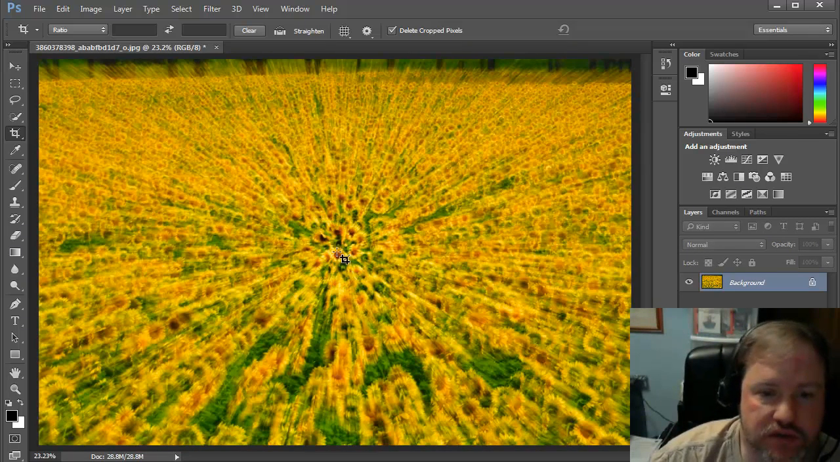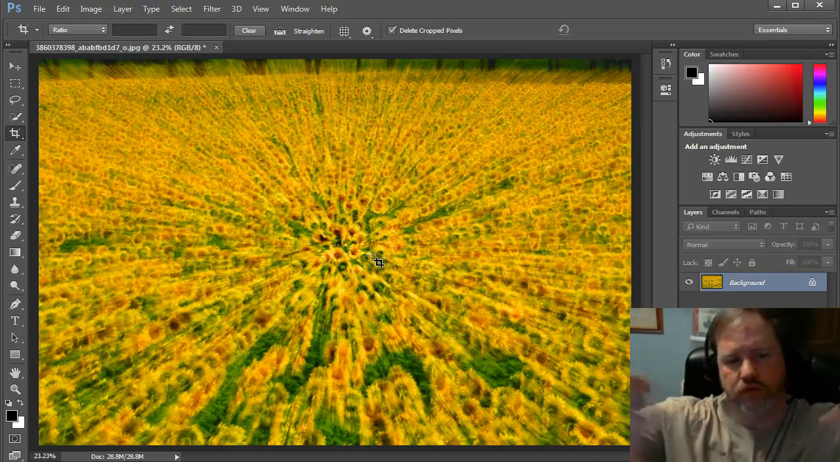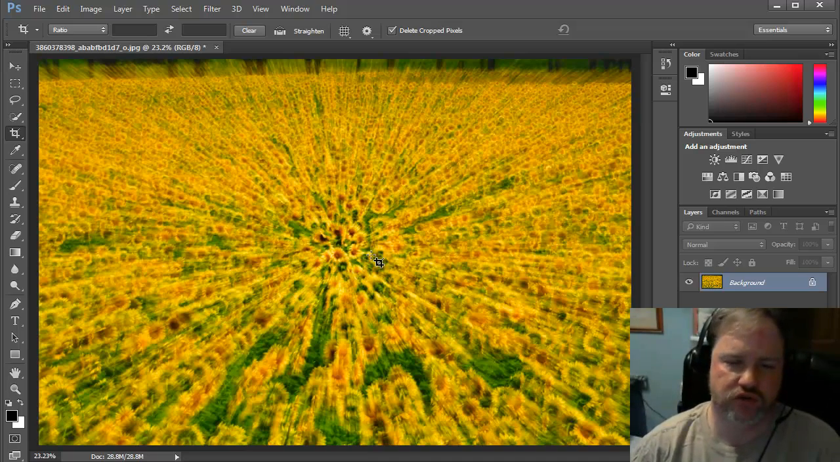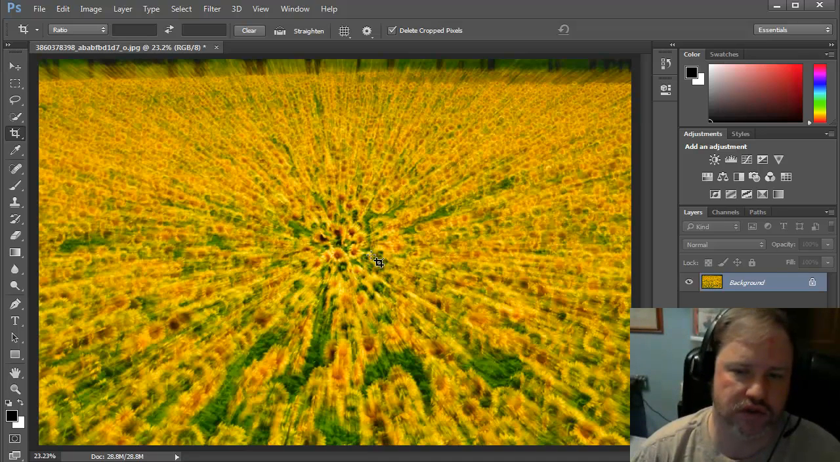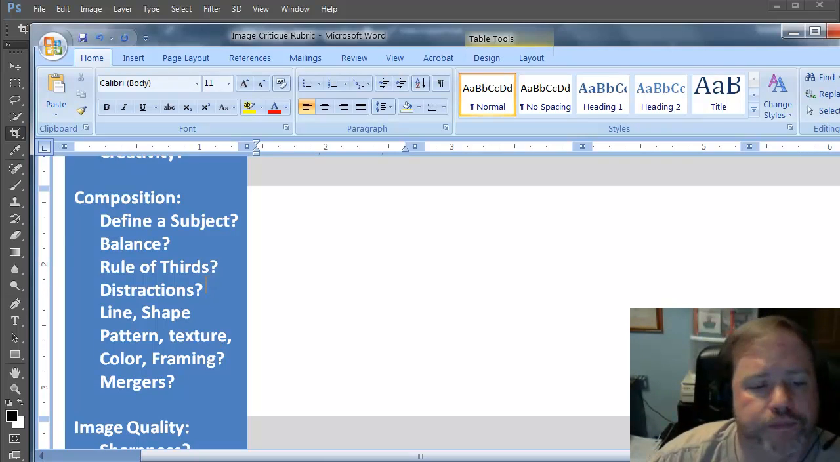Even though this is in the center, there are times when the rest of the image is visually balanced by this sort of spiral blur out from the center. When you have this kind of symmetry, it's okay to put your subject in the middle. So I think that that could work.